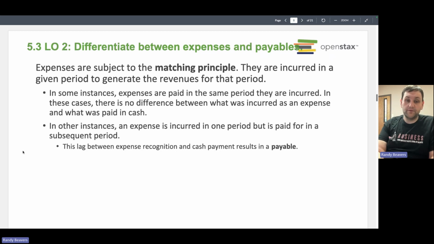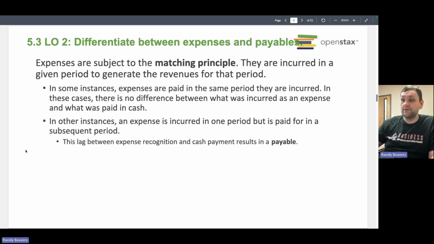One common example of this is that your employees are going to work, and then after they work, you then provide them the paycheck, so it's a little bit deferred. So that lag between expense recognition and cash payment results in a payable. One common example of something you could see is wages payable. The other one that's most common is accounts payable, where you're deferring payment to your suppliers.